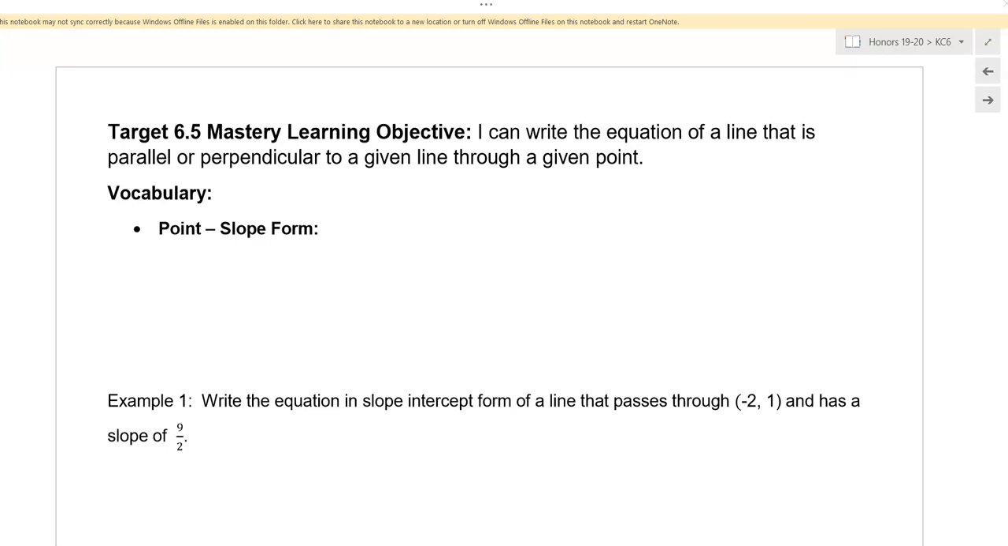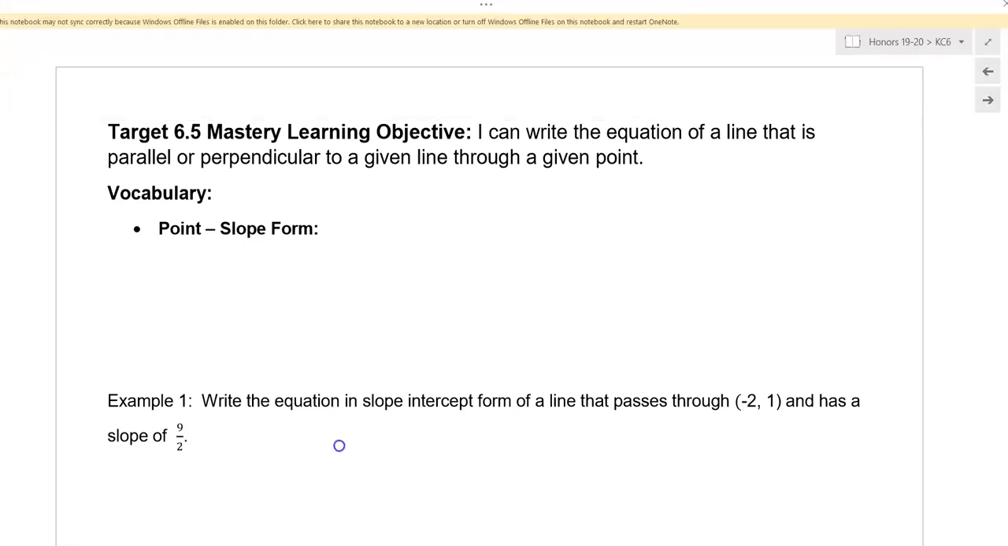If we look at target 6.5, our mastery learning objective: I can write the equation of a line that is parallel or perpendicular to a given line through a point. So we're still talking about parallel and perpendicular lines, right? All of our same things apply. Parallel slopes are the same, and for perpendicular, the product is -1, or it's the opposite reciprocal, okay?